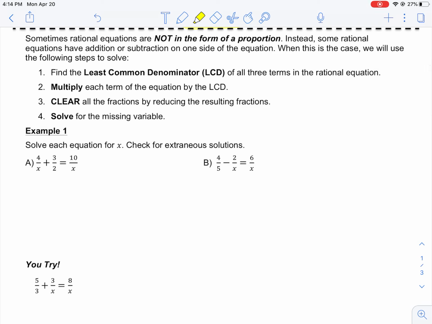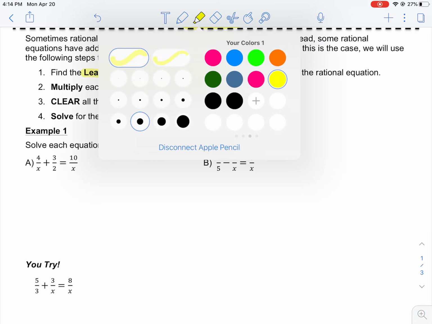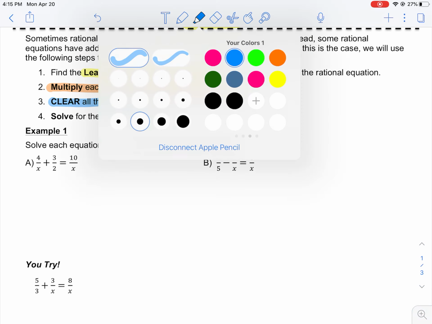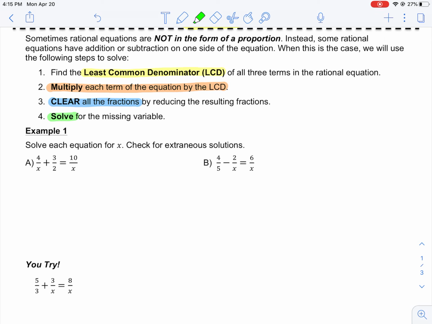When you have addition or subtraction as part of your rational equation, the first step is to find the least common denominator of all three terms in the equation. I'll review how to do that as we go through the problems. Once we find the common denominator, we're going to multiply each term by the LCD. When we multiply, we're going to end up crossing out common factors that appear in the numerator and the denominator. That is going to allow us to clear all the fractions. Once the fractions are cleared, we can go ahead and solve for the missing variable. The steps sound very confusing until we actually do a problem, so let's go ahead and try one.